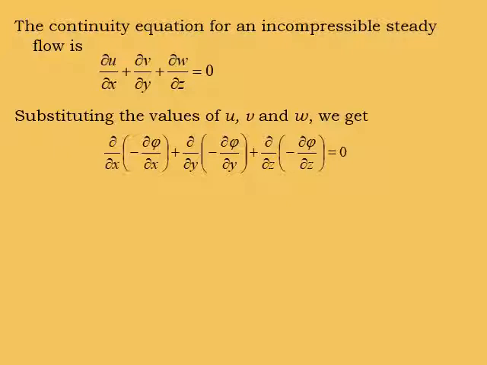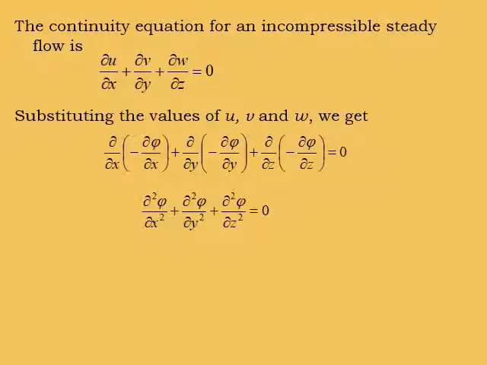We already have the expression for u, the velocity component in the x direction: u is equal to minus dou phi by dou x. So instead of u we substitute the velocity potential function. The equation becomes dou by dou x into minus dou phi by dou x, plus dou by dou y of minus dou phi by dou y, plus dou by dou z of minus dou phi by dou z, is equal to 0.